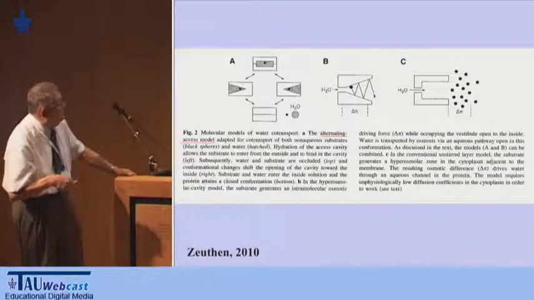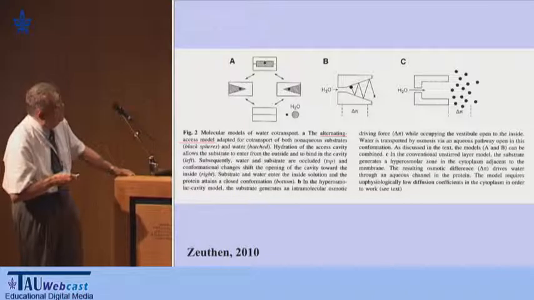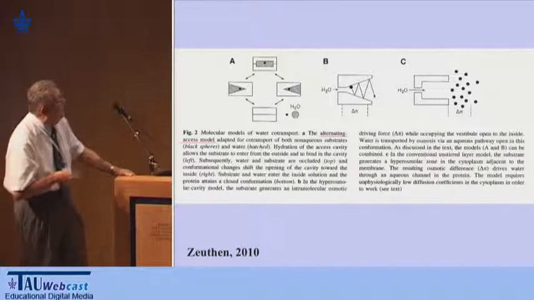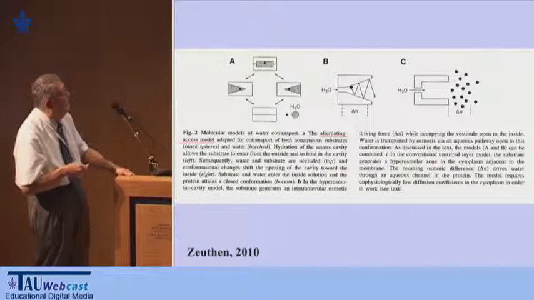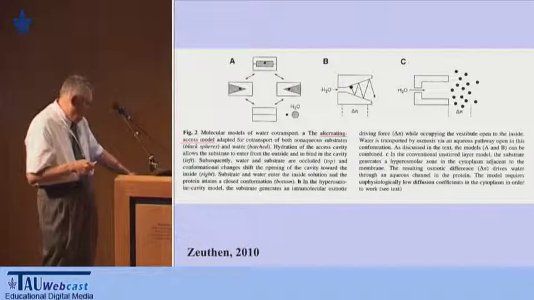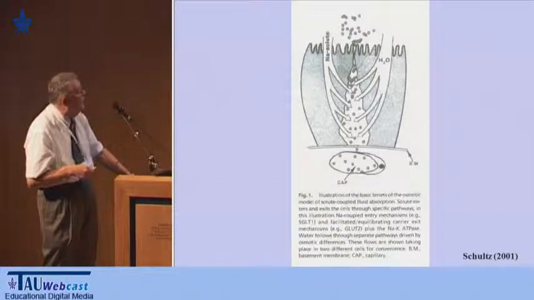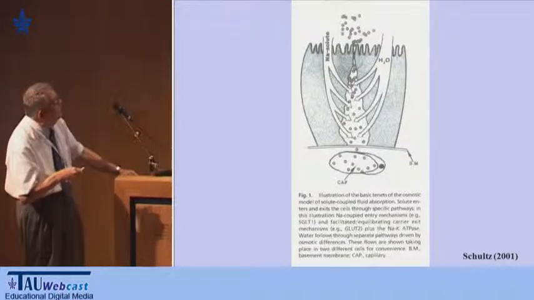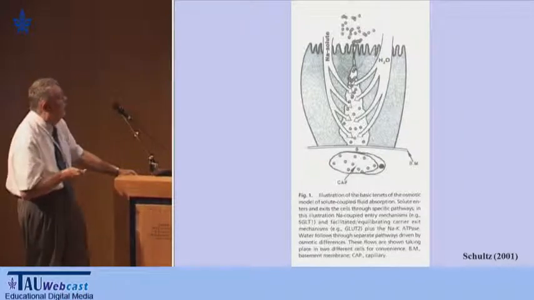Well, Zeuthen speculated on what the mechanisms might be. Here's one that I thought of at first. If solutes come through, they might make a local hyperosmolar patch on this side of the membrane and then suck water through somehow because it's hyperosmolar. Or you might have a hyperosmolar cavity that would suck water through. Well, those are interesting, but they're really not the most elegant. Here's a cartoon by Stan Schultz saying, well, maybe you have some water transport proteins that happen to be right next to these, and the solute goes through and it sucks water through.